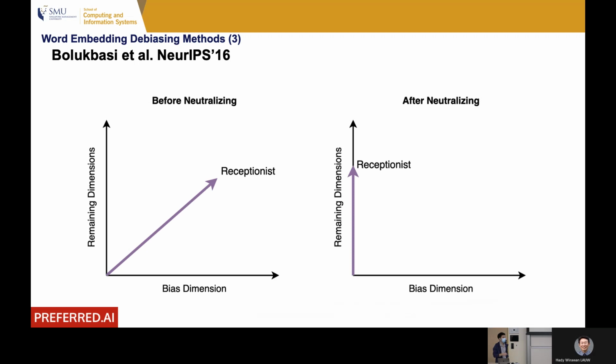Let's take an illustration to understand this step. The first is neutralizing. You can see that before neutralizing, each word is represented in two dimensions. The first is the bias dimension, and the second is the remaining dimensions. Before neutralizing, receptionist has some component along the bias direction. But after neutralizing, the receptionist vector is orthogonal to the bias dimension.